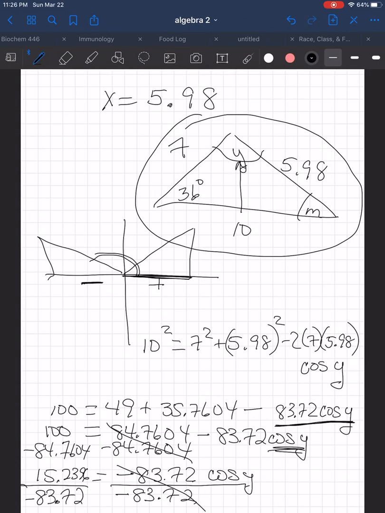So divided by negative 83.72 gives me cosine of Y is equal to negative 0.1820. Now how do I go from that to Y? Remember, anytime we're looking for an angle, we're going to use the inverse function. So the inverse function of this will be Y. And the inverse cosine of that is, let's see, second cos.